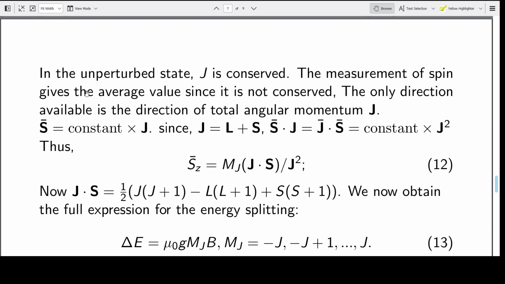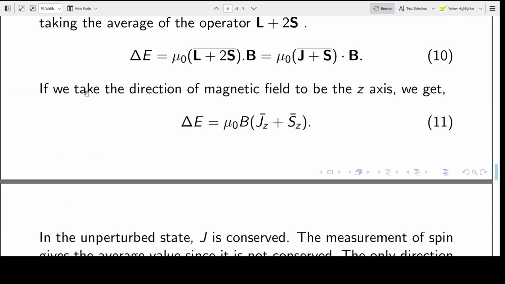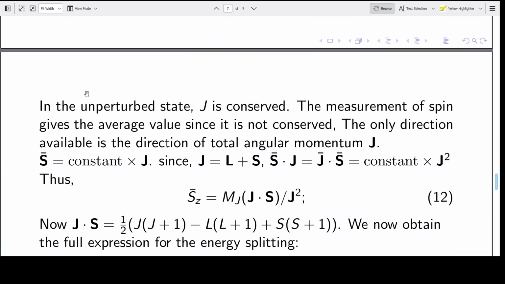If we take the direction of the magnetic field to be the z-axis, we get delta E is equal to mu naught B times the average of (Jz plus Sz). In the unperturbed state, J is conserved. The measurement of spin gives the average value since it is not conserved. The only direction available is the direction of the total angular momentum J. Hence, S bar has to be proportional to J. Since J is equal to L plus S, S dot J is equal to J bar dot S bar, which is equal to a constant times J square. Thus, S bar z is equal to Mj times J dot S divided by J square.